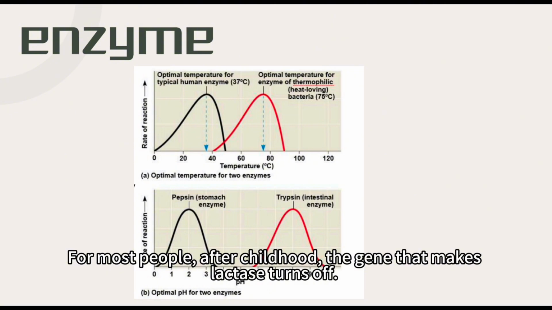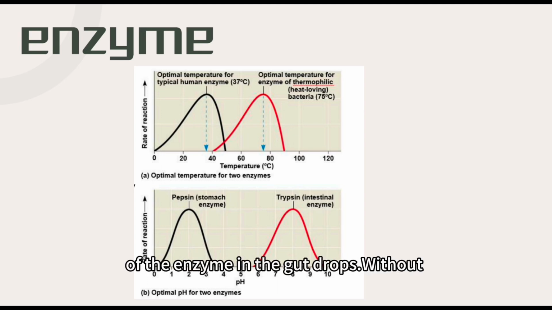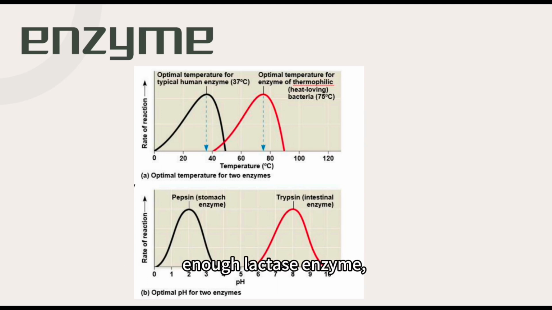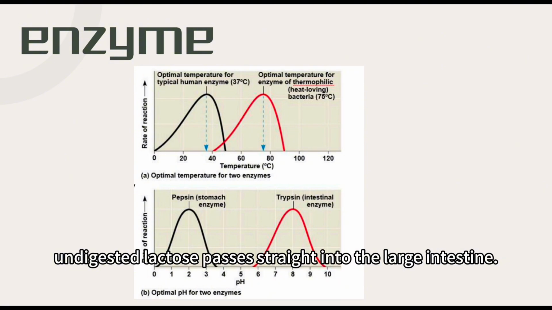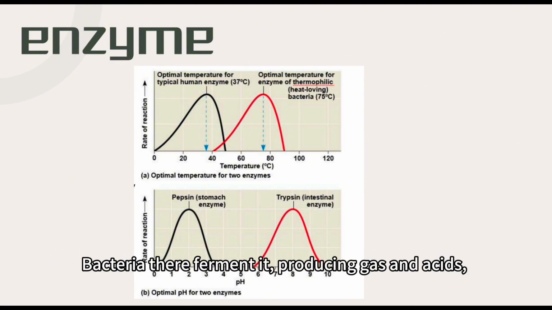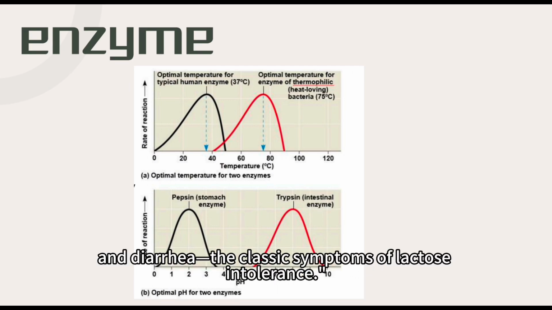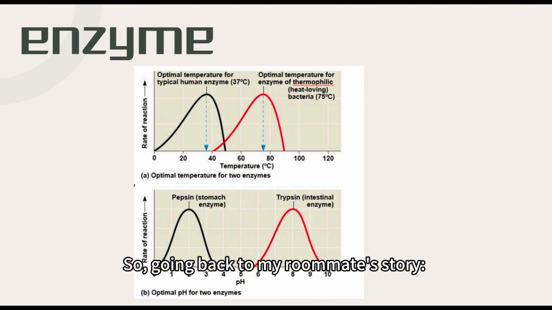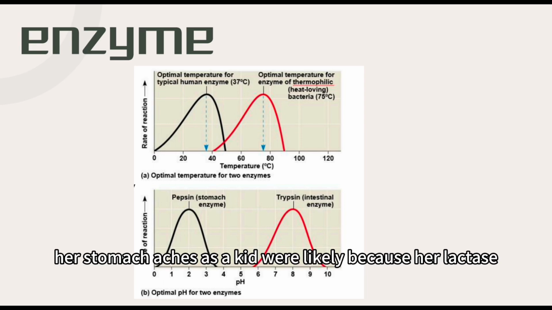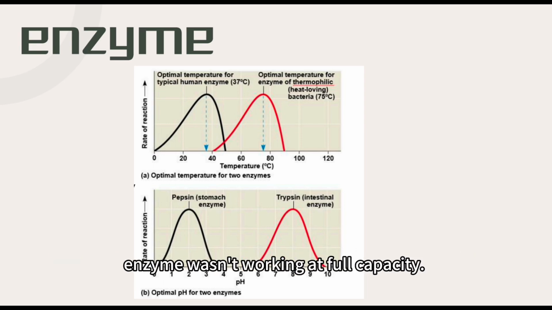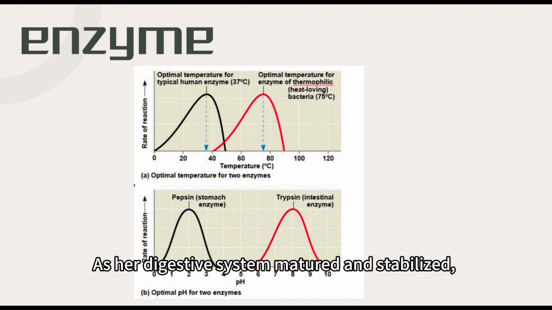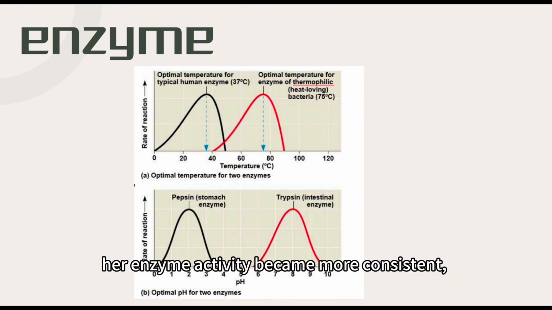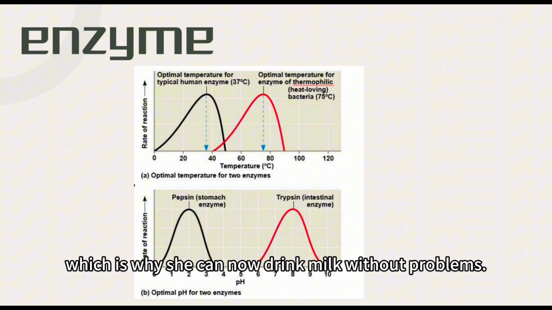For most people, after childhood, the gene that makes lactase turns off. The amount and activity of the enzyme in the gut drops. Without enough lactase enzyme, undigested lactose passes straight into the large intestine. Bacteria there ferment it, producing gas and acids, which cause bloating, cramps, and diarrhea, the classic symptoms of lactose intolerance. So, going back to my roommate's story, her stomach aches as a kid were likely because her lactase enzyme wasn't working at full capacity. As her digestive system matured and stabilized, her enzyme activity became more consistent, which is why she can now drink milk without problems.